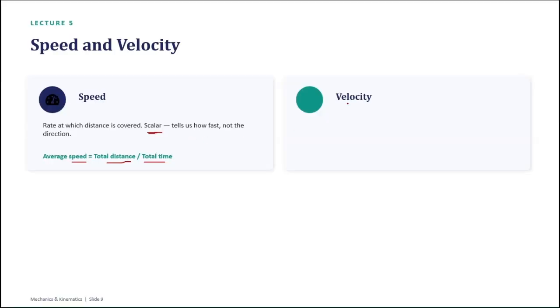Velocity. Now, how is velocity different from speed? Velocity is basically the rate of change of displacement. So it means that velocity will be a vector quantity, because displacement is a vector quantity. If we divide the total displacement covered by an object by the total time taken by that object, this will be the average velocity of the object. So it tells us how fast the object is moving and the direction in which it is moving. So average velocity is equal to total displacement divided by total time.